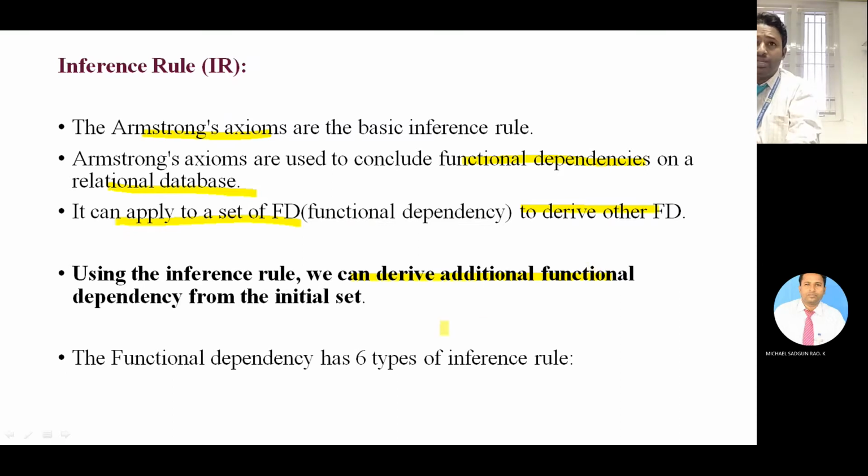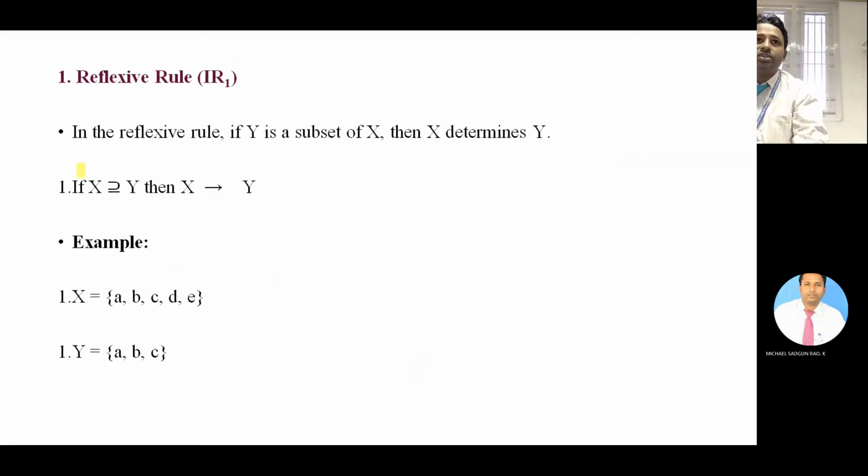Of course, there are six types of inference rules. Let us look into those six types. Now, the first one is the reflexive rule, referred to as IR1.